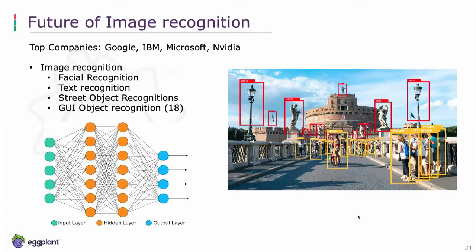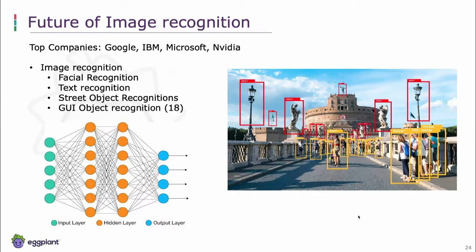Finally is GUI object recognition. That's something that Eggplant is currently working on. Basically, within a testing application, there are 18 different types of GUI objects on the screen. A good example is bullet points, checkboxes, text boxes, links. Those are all GUI objects. And right now, Eggplant's working on trying to find these GUI objects based on how they look.